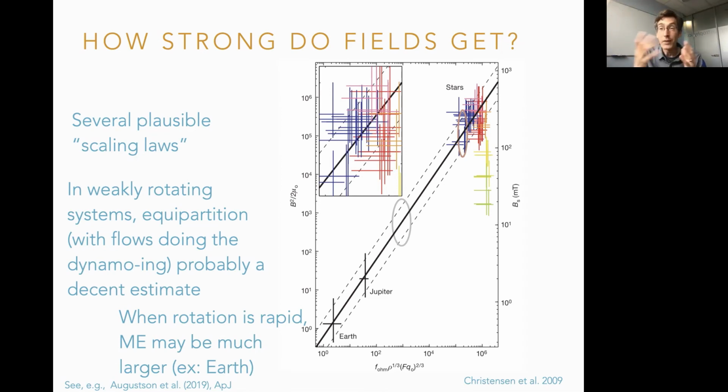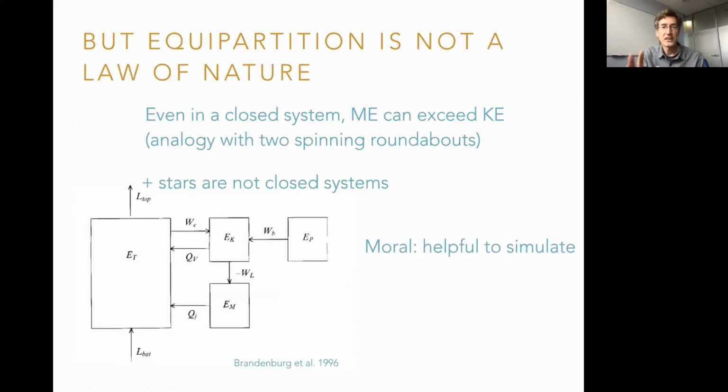There are many situations where equipartition probably plays a role, but particularly in very rapidly rotating systems, there are other energies available to you. In particular, we think that in the geodynamo, for example, magnetic energy is much, much larger than the kinetic energy of the convection. There was a paper by Kyle Augustin and collaborators looking at some of these proposed scaling laws. Lots of work on this. I'm going to skip this.